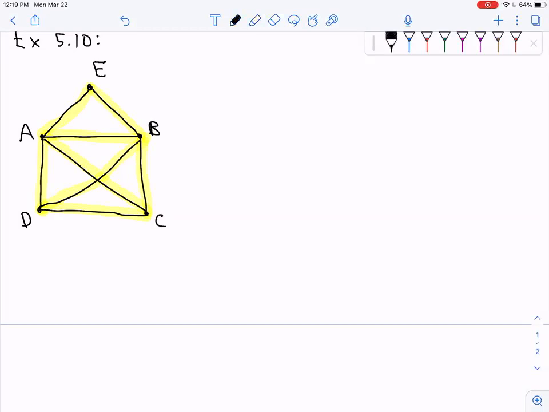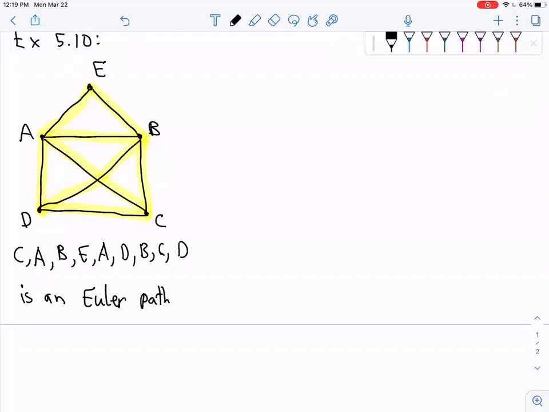And you can see we just covered every single edge of the graph. So we went from C to A to B to E, to A to D to B to C, and then back to D. And this is an Euler path. Because again, we didn't lift our pen, or at least we didn't have to, and we went along all of the edges with no repeats. Okay, it's an Euler path as opposed to an Euler circuit because it starts at C and ends at D, and those are different vertices.